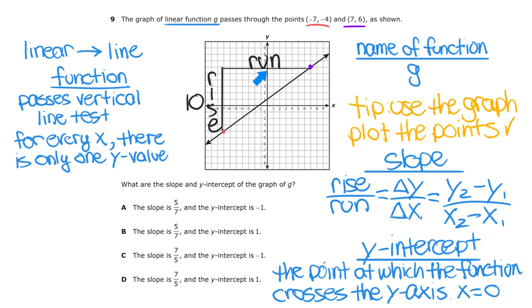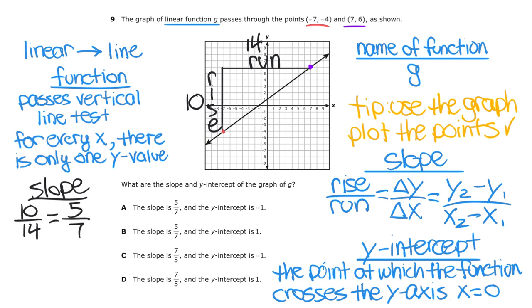Let's do the same for the top part of the triangle. I'm counting 14 boxes, which is the difference between -7 and +7. If you travel from -7 to the origin, which is 7 units, and then another 7 from the origin to 7, that's 14 total units. The rise is 10, the run is 14, so the slope, which is rise over run, is 10/14. We can simplify that fraction by dividing by 2 on the top and the bottom, and we get 5/7.